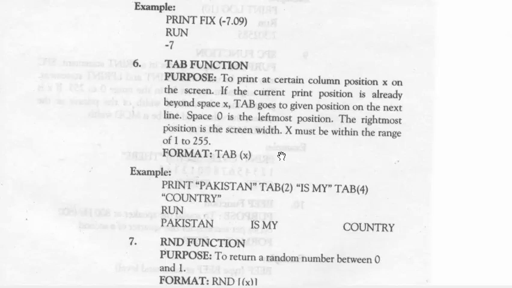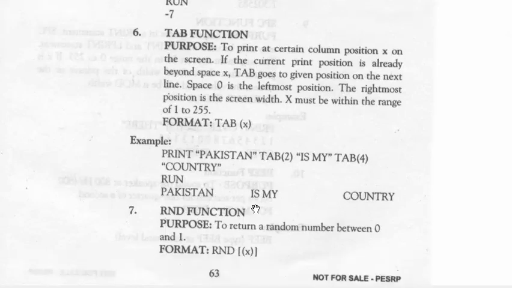Example format: TAB(X). Example: print "Pakistan" TAB(2) "is my" TAB(4) "country". Run. Pakistan is my country. You can see there are 2 spaces and here are 4 spaces. One tab takes 8 spaces.